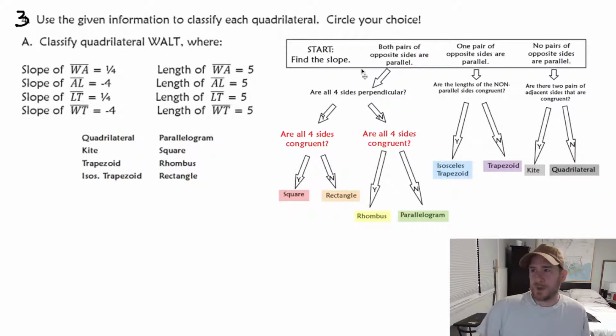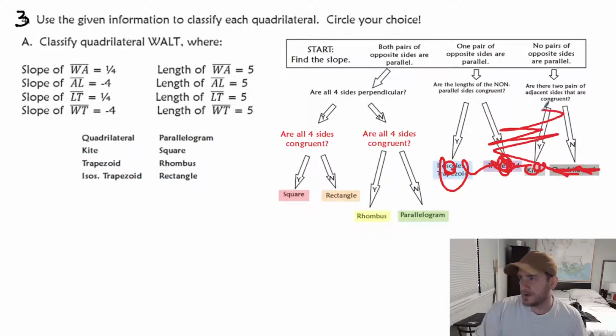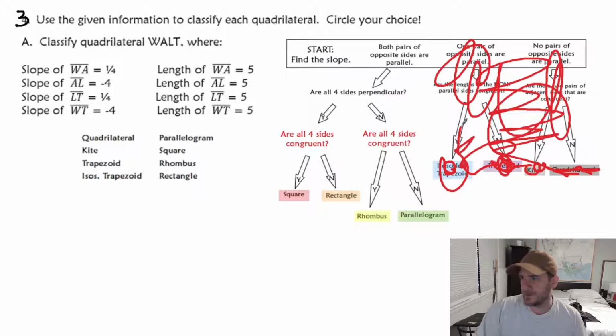All right, so what's it say? It says start by finding the slopes. Well, we've got the slopes, and we can see that we do have two pairs of opposite sides that are parallel, the 1/4 and the 1/4, the -4 and the -4. So that means these are out. We can't be an isosceles trapezoid, a kite, or a quadrilateral. This whole side of the board is out. We're over here. It says the next thing to check is, are all four sides perpendicular? Now they don't mean to say that. They really mean to say, are all four pairs of adjacent sides perpendicular?